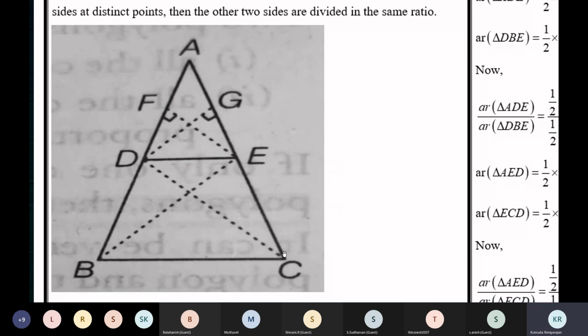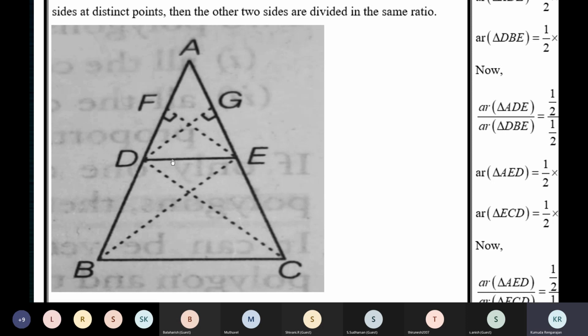Triangle ABC in which DE is parallel to BC. Given this, if a line is drawn parallel to any one side of the triangle, here in this figure, DE is parallel to BC. So the remaining two sides of the triangle are AB and AC. The ratio we have on AB is AD by DB. The ratio we have on the side AC is AE by EC. Now these two ratios will be equal.